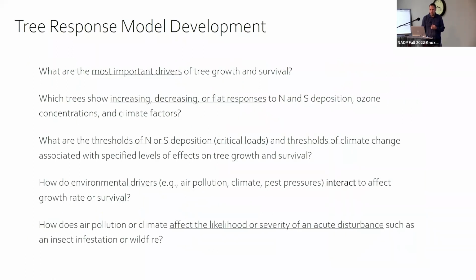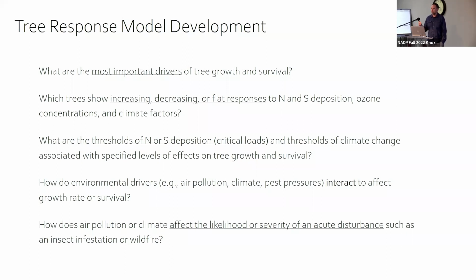In terms of the research questions, what are the most important drivers of tree growth and survival? Just starting off broadly, let's take a look at all this. For some species, maybe some of these drivers are more associated with the acute disturbances that I mentioned on the previous slide. And which trees show increasing, decreasing, or flat responses to air pollution and climate factors? This is an extension of the previous work, and that folds right into critical loads. So what are those thresholds of air pollution that relate to specified levels of effects on tree growth and survival? And also the same kind of thing for climate change as well.